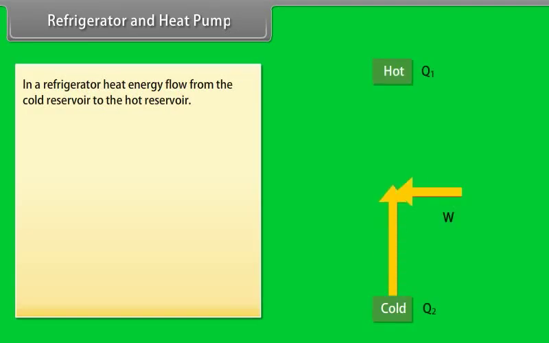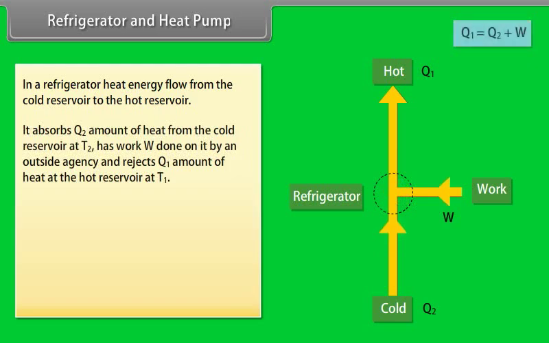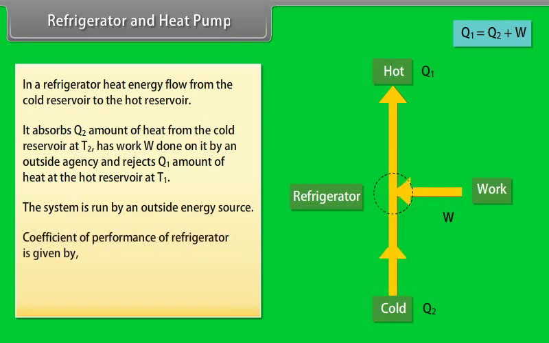Refrigerator and heat pump. In a refrigerator, heat energy flows from the cold reservoir to the hot reservoir. It absorbs Q2 amount of heat from the cold reservoir at T2, has work W done on it by an outside agency, and rejects Q1 amount of heat at the hot reservoir at T1. The system is run by an outside energy source. The coefficient of performance of a refrigerator is given by alpha = Q2/(Q1 - Q2).